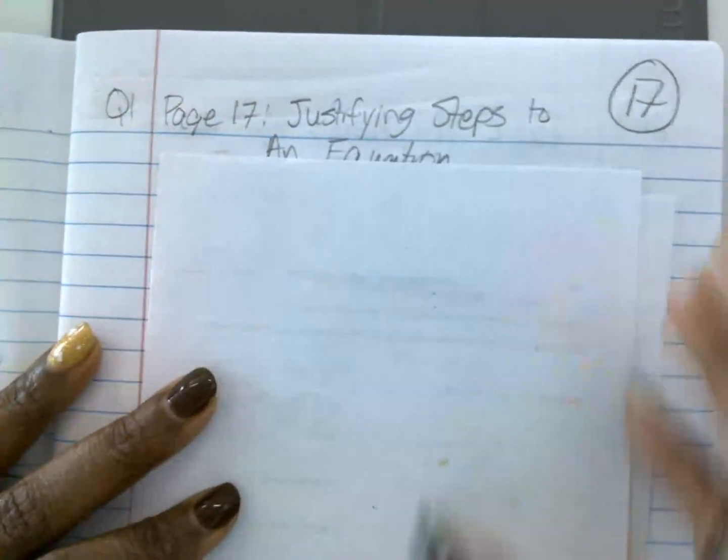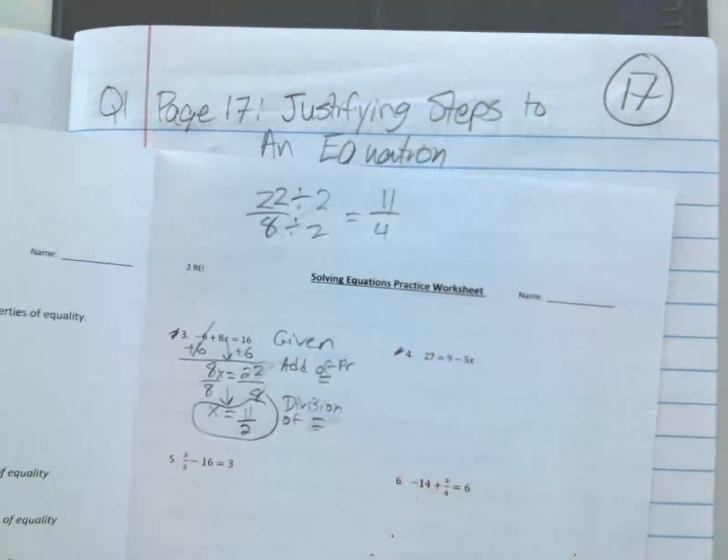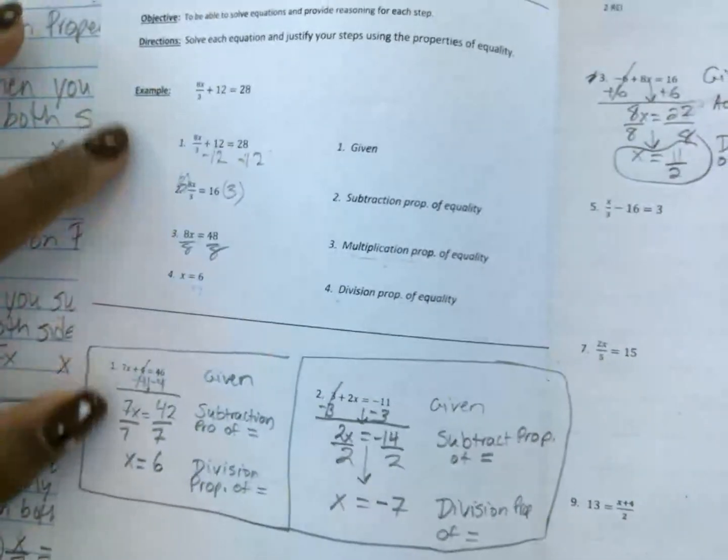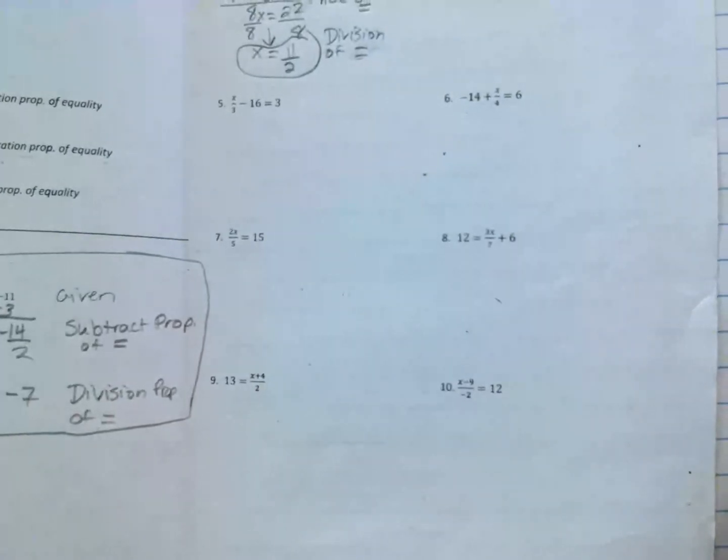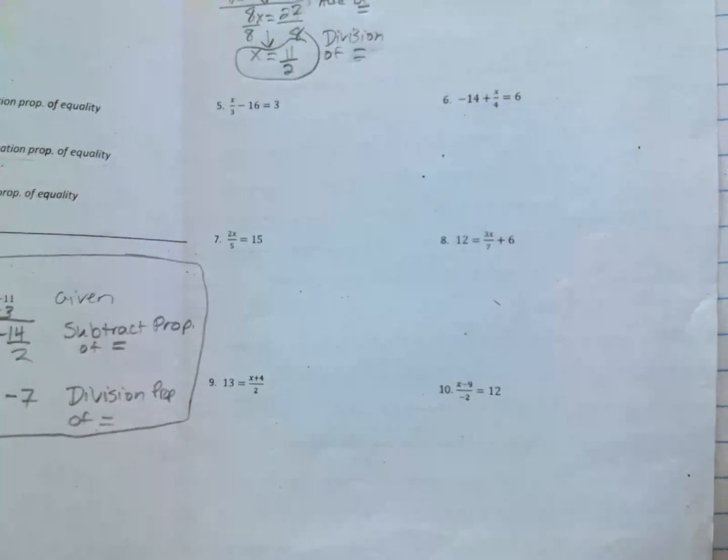Page 17, justifying steps of an equation. There's a worksheet. This is what we did. I did some of them with you, and then you did the others on your own. Please make sure that you finish.